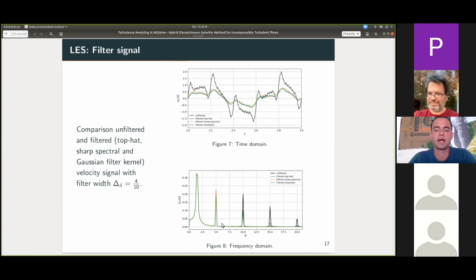And here I tried to show you a comparison between different filter kernels in time and spectral space. So here we have the unfiltered velocity signal, and here we would have the filtered one, where we have some difference between the top-hat and Gaussian filter, and here we can also see it in the frequency domain, those different filter kernels and how they behave on this signal.